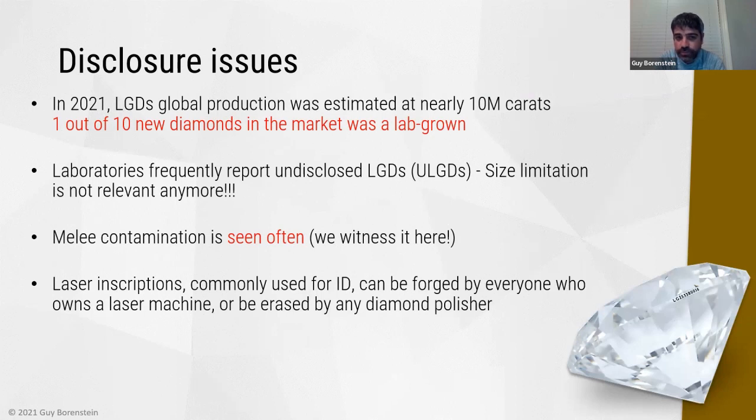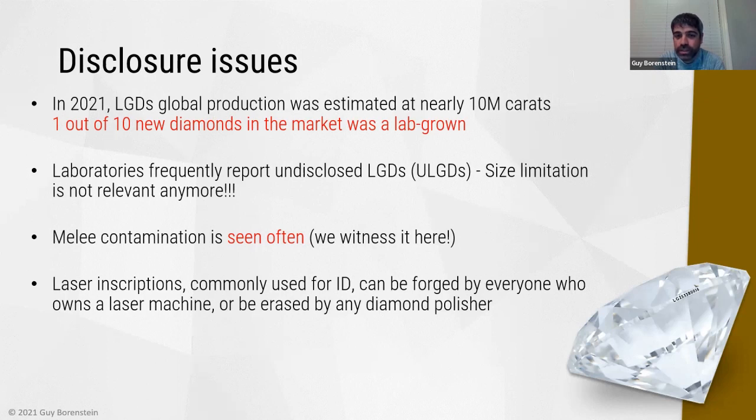In 2021, last year, there were 10 million carats of lab-grown diamonds that entered the market. Considering the fact that the entire diamond production for this year was a bit above 100 million, it means that 1 out of 10 new diamonds in the market was lab-grown. Just think about a ring with a center stone and 20 diamond melee surrounding it. According to the statistics, 2 stones there should be lab-grown.